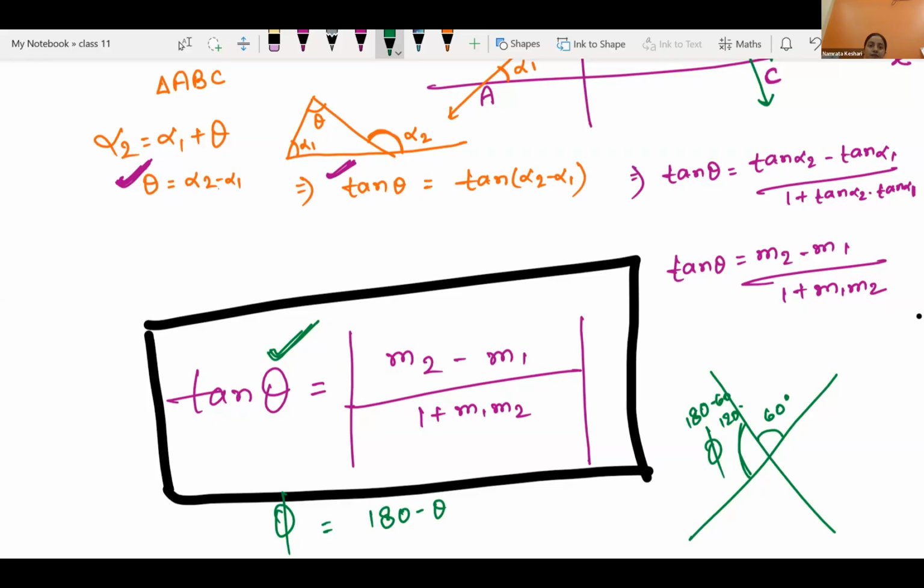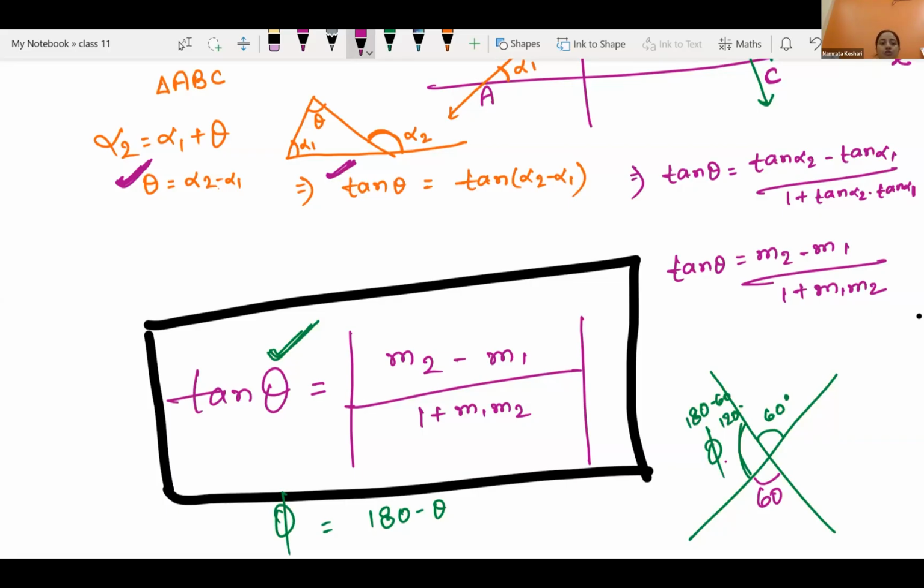Is it clear? Yes, Manvi, Neha, Aisha, Mariam, is it making sense? Yes, ma'am. If we find theta from here, then phi we can find ourselves. We can use the vertically opposite angle: if one is 60, the other will be 60. Phi is the other angle being created, which can be found by using the linear pair concept: 180 minus 60, that is 120.